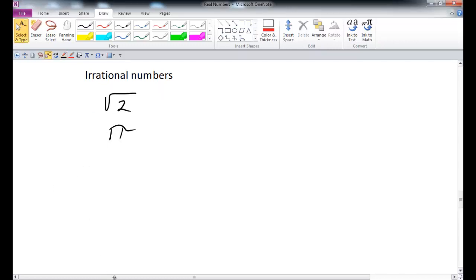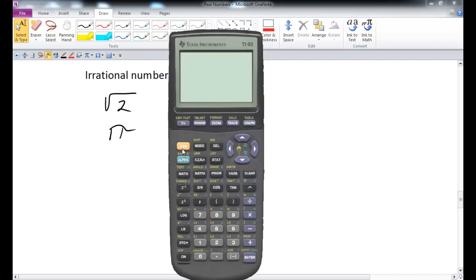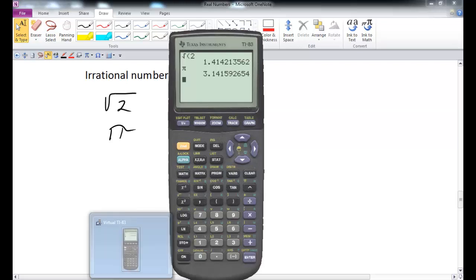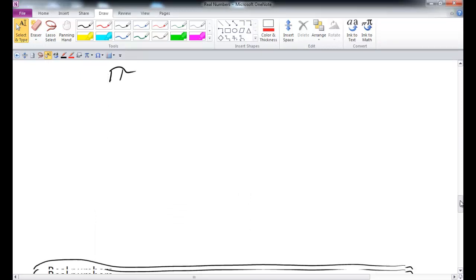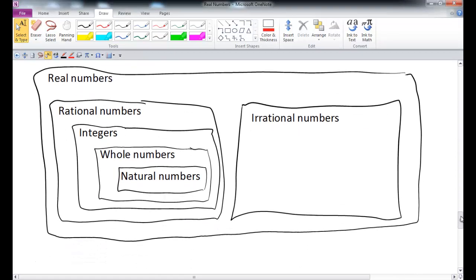Let's have a look at that. Let's do the square root of 2 and calculate it. And we get a non-terminating, non-repeating decimal. Let's do pi. Again, we get a non-terminating, non-repeating decimal. And so these are irrational numbers. We're going to have to deal with irrational numbers because we're going to be working with square roots. So the real numbers contain the rational numbers, the integers, whole numbers, natural numbers, and irrational numbers.